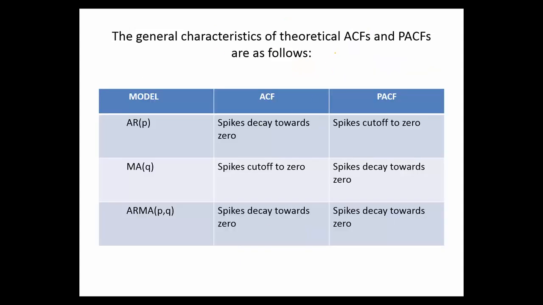So the general characteristics, or theoretically, what you can see is that if you are doing an AR(p) model, the ACF will have a spike and then it decays. The PACF will spike and then cut off towards 0. In the MA case, the ACF spikes and cuts off to 0, and then the PACF spikes and decays slowly to 0. In ARMA(p,q), we will have spikes decaying to 0 in both.